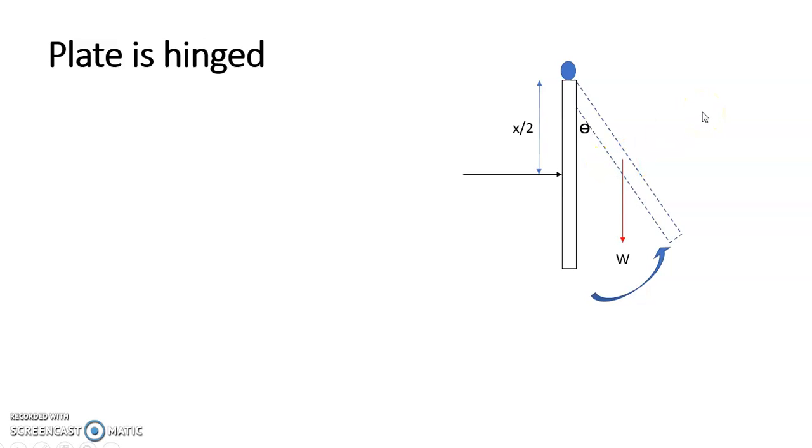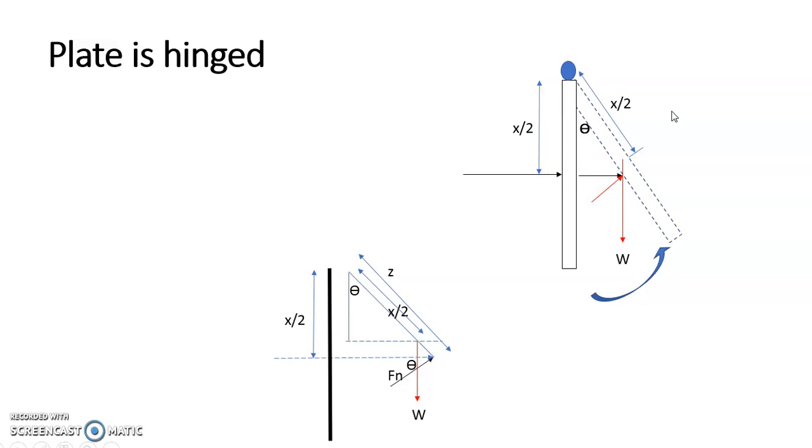The plate has its own self weight, W, which always acts through the center of gravity. The center of gravity is located at a distance x by 2. Let's say x is the depth, so x by 2 is the distance from the hinge to the center of gravity. The same is true here. This is where Fn acts, and x by 2. Okay, so I'll draw a free body diagram here to analyze for further meaningful conditions.